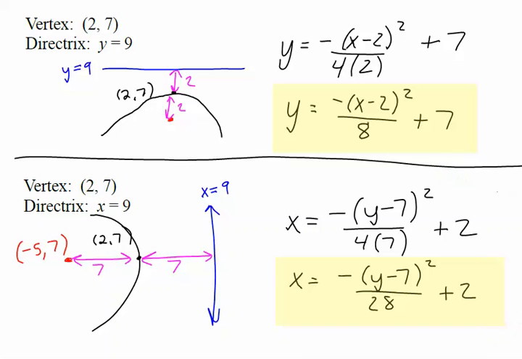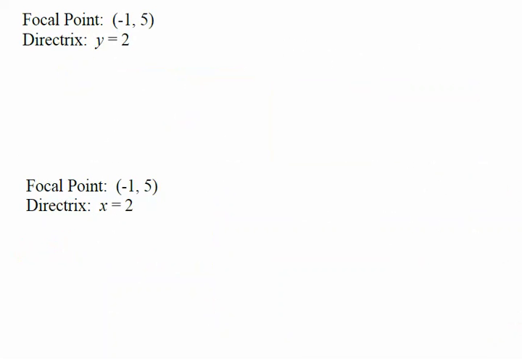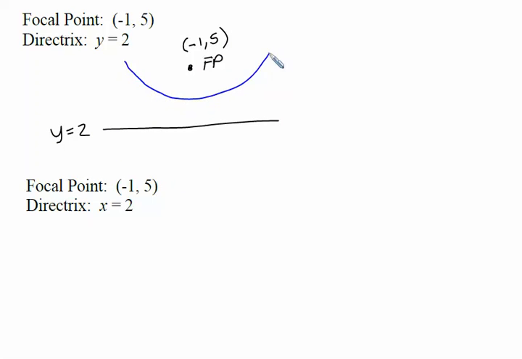Let's look at two more problems. Now we're given the focal point and the directrix. So in this problem, our focal point is at negative 1, 5. And I can put an FP there for focal point. Our directrix is at y equals 2. And the parabola is going to be in between them, and it will focus on the focal point. So we have to figure out the value of c. 5 minus 2 is 3, and we're splitting it in half. So each of these pieces should be 3 halves of a length. So our c is 3 halves.